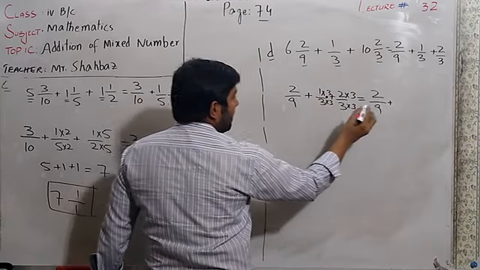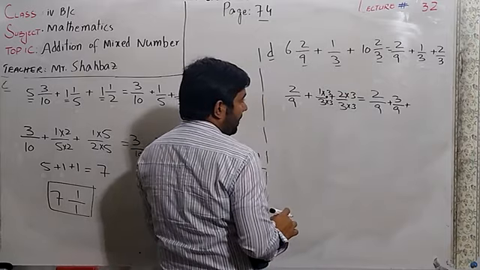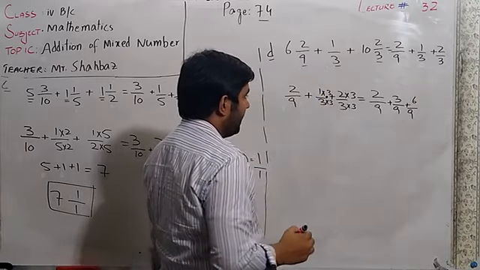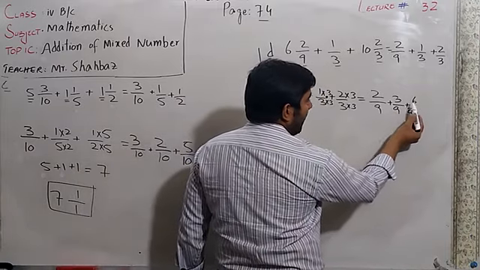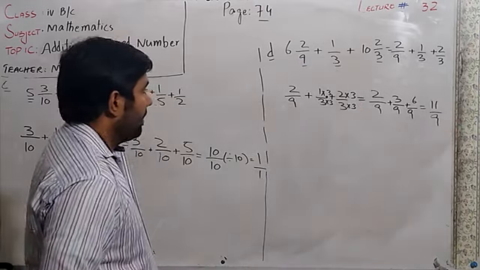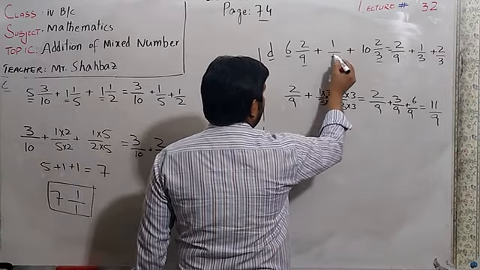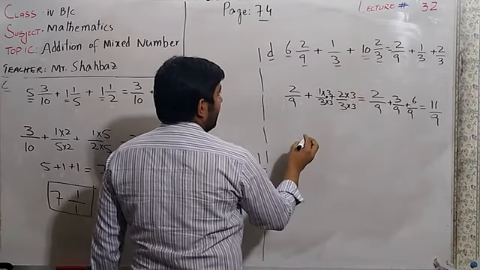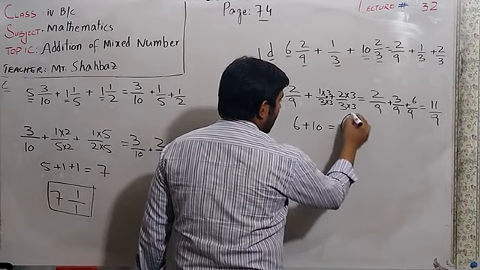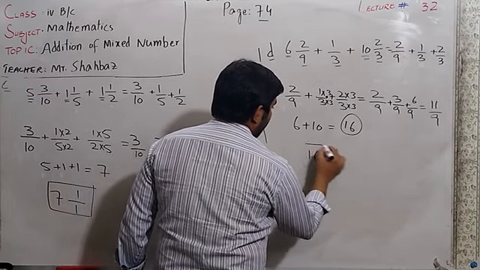Plus 1 3 is 3 over 9, plus 2 3s is 6 over 9. Now we have to add 2 plus 3, 5 and 6, 11. 11 over 9. This is the fraction, and now you have this whole number 6. There is 0 and this is 10. 6 plus 10 will be 16. This is the whole number and this is the fraction. 16, 11 over 9.